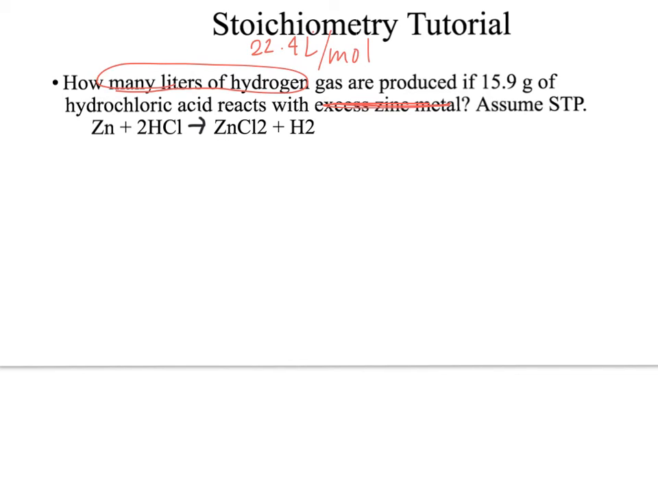So we're going to have to use that conversion factor somewhere. And then our given is 15.9 grams of hydrochloric acid. So let's go jot it down underneath the already balanced equation. So we're going to have 15.9 grams, and we are looking for liters of hydrogen.